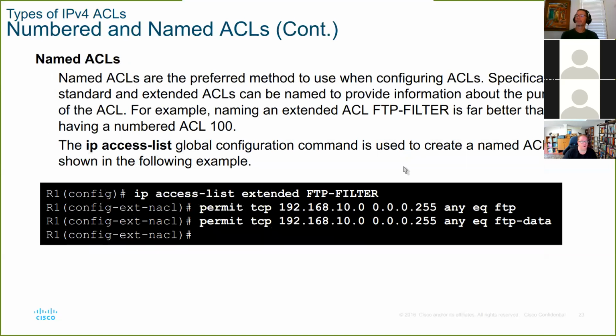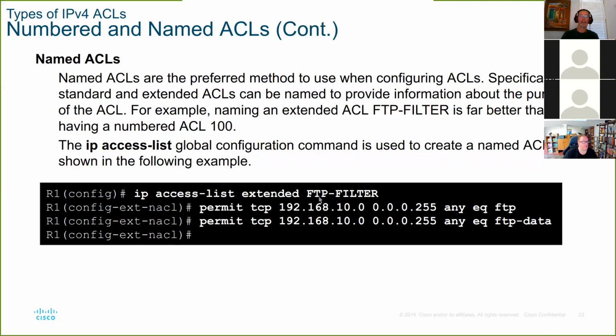With numbered ACLs, as soon as you type the number, the router knows whether it's standard or extended, so it will change the options it gives you when you use the question mark based on the number. But we can also do named ACLs. We have to start with IP access-list, not just access-list. Then we have to define what kind of access list it is. Is it standard? Is it extended?